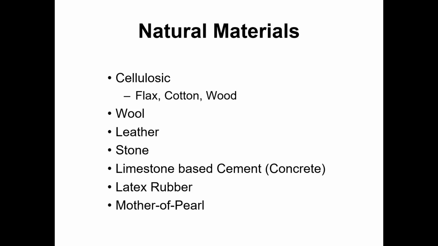There's ones based on plants, or cellulosic: wood, straw, grass. Those all have cellulose in them. So flax, cotton, wood. Don't forget sheep. Sheep have wool, and wool is amazing stuff.